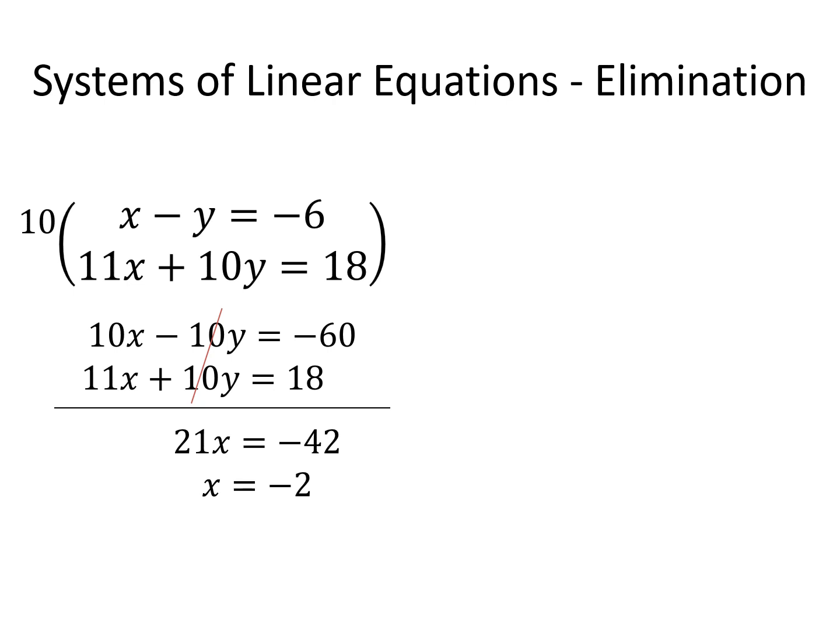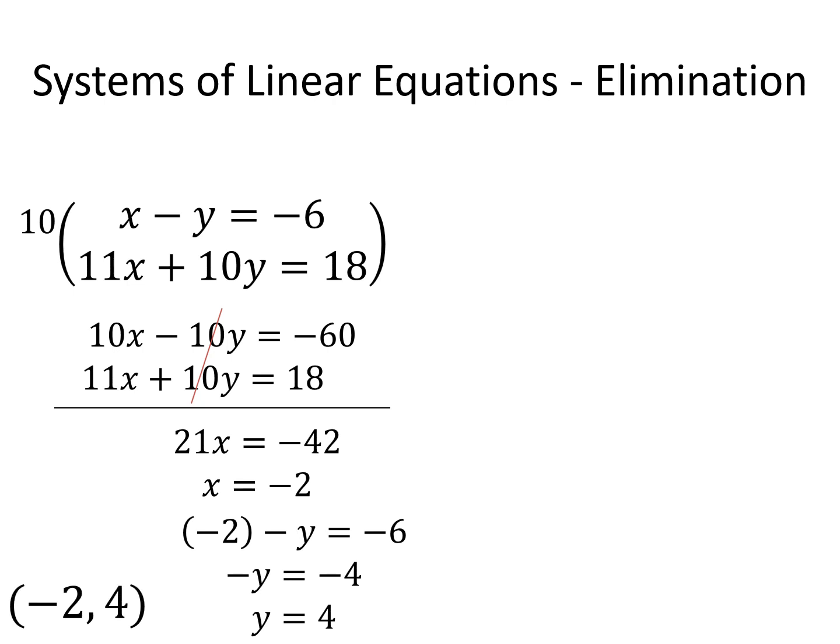In this case, divide by 21, I get x is equal to negative 2. Now it doesn't matter which one you plug it back into, either the top or bottom, you pick. In this case, I picked the top one. So I put negative 2 in for x, minus y is equal to negative 6. Add the 2 to both sides, that's negative 4. Divide by negative 1, that equals positive 4. And my answer is negative 2, 4.